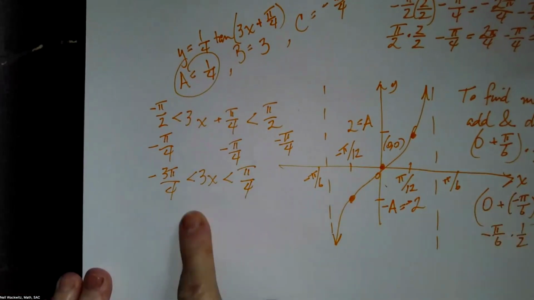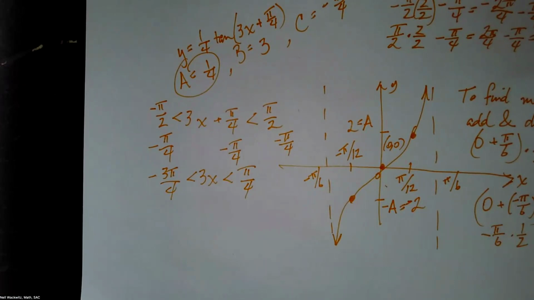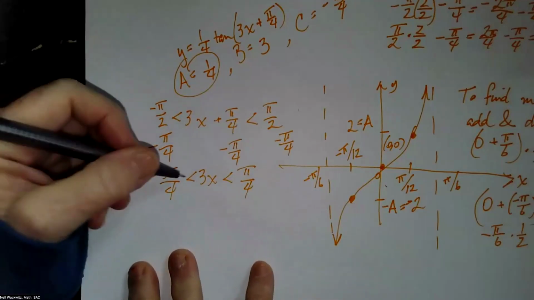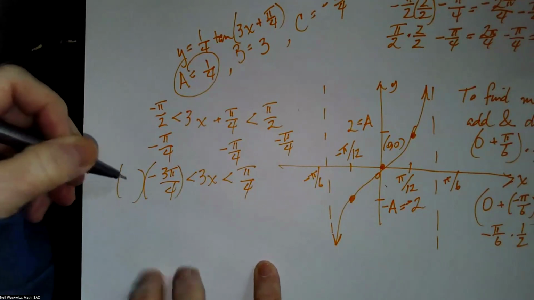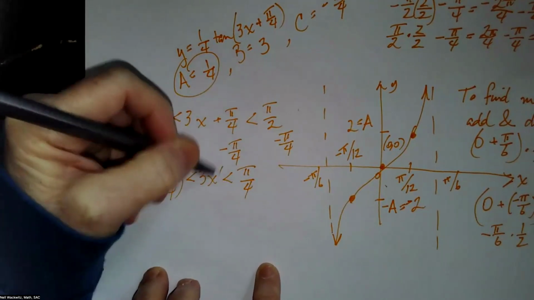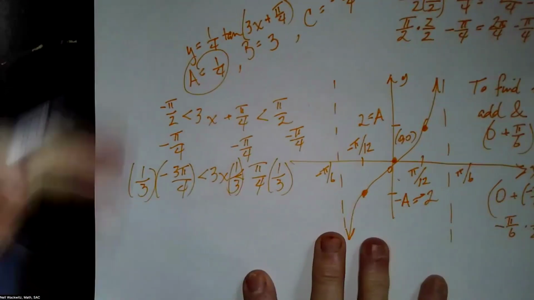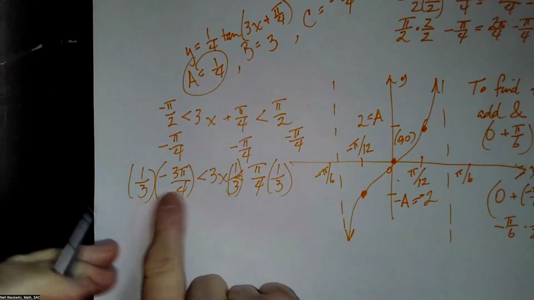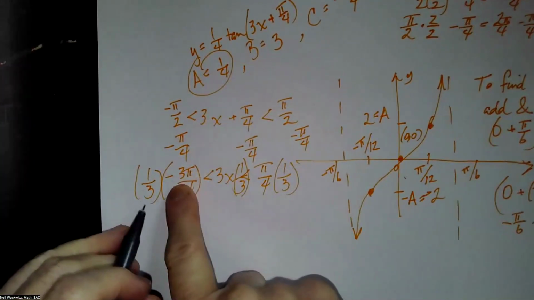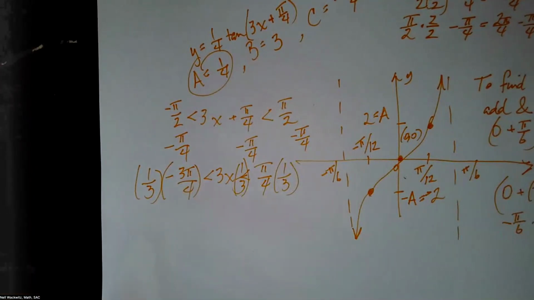All right. How can I get x by itself in the middle? Divide by 3. How can I think of it in multiplication terms? Multiply by 1/3. Good, good. And you're absolutely right, Sir Ralph. Okay, so let's see. On the very left, I've got a negative 3 pi and a 3 in the denominator. What can I do with those 3s?